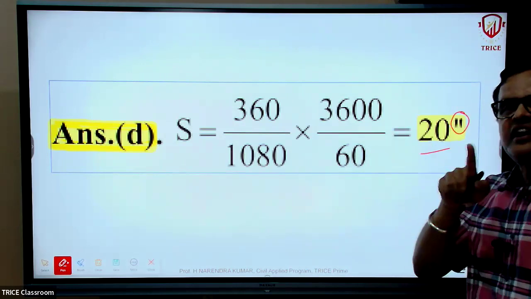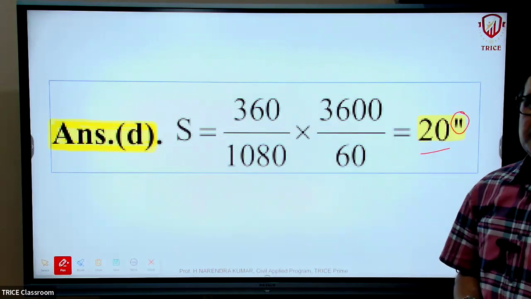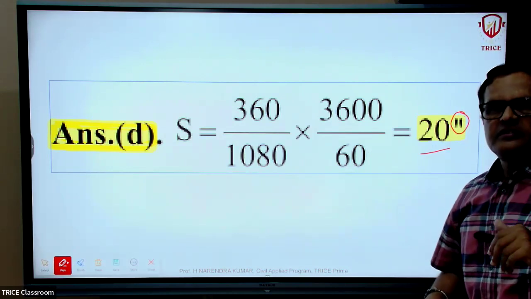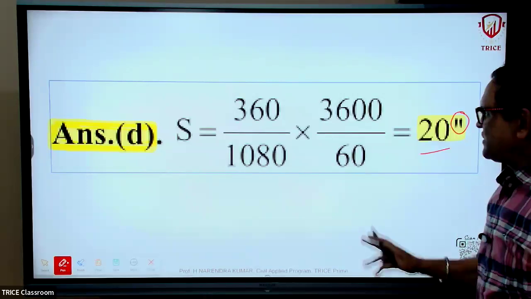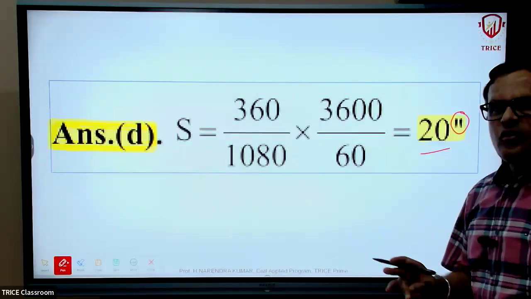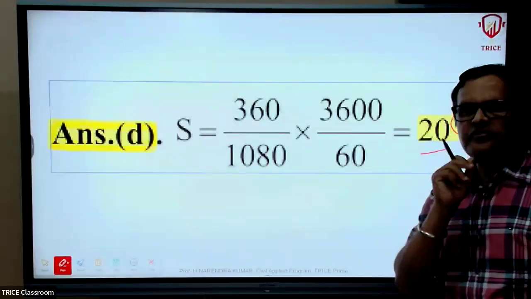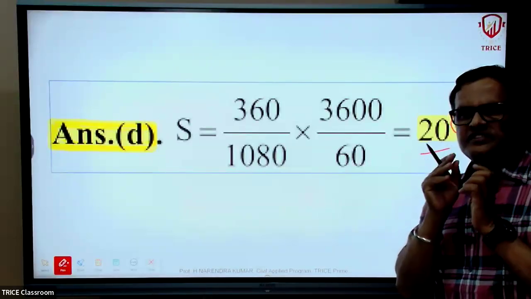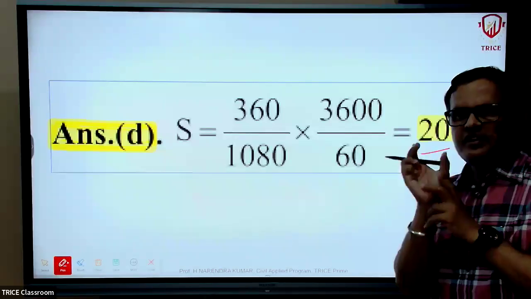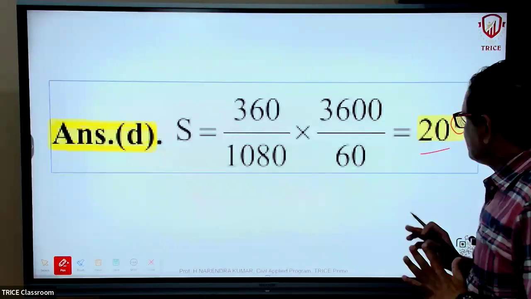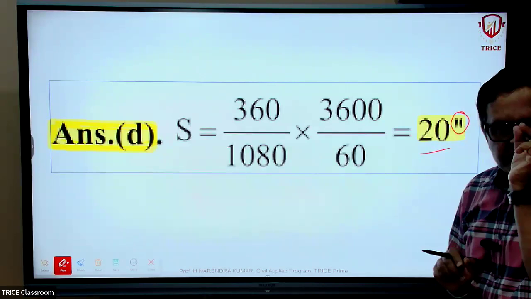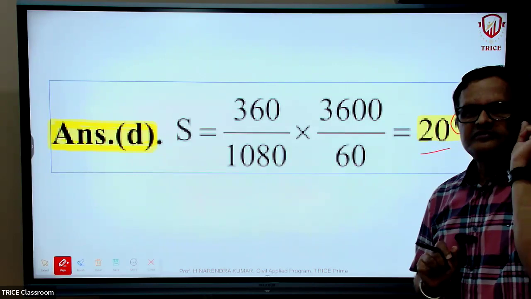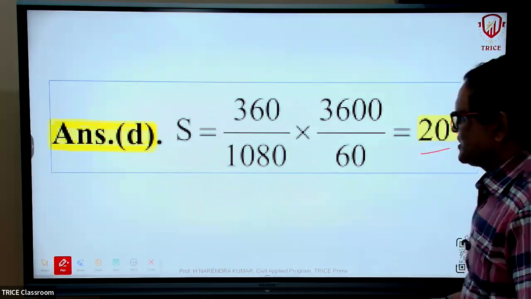This is the question they actually ask in the viva examination. What is the least count of theodolite? 20 seconds. Explain how you are going to get 20 seconds. The coinciding divisions are only 59 there. 60 divisions are there in the vernier, but it coincides with only 59 divisions of the main scale. That is why the least count is 20 seconds. The value of one division is equal to 20 seconds. This is the answer.